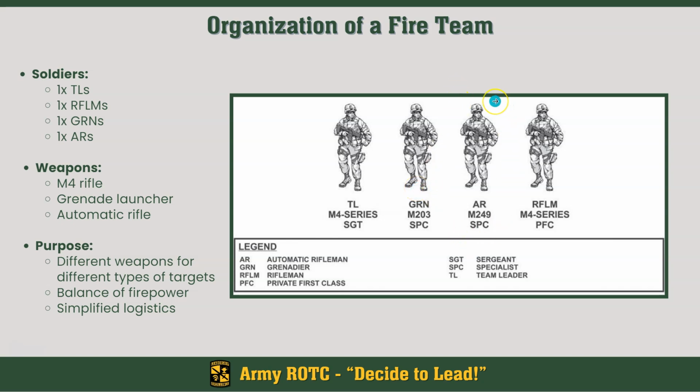And then your automatic rifleman is going to have the same ammo type as the two on the two ends, but it's going to move at a far faster pace. So they would be utilized for other types of targets. So different weapons, different targets. We have a balance of firepower, right? We've got pretty slow, low rifles here, but then we've got our big gun here. And then simplified logistics just means coming down to a team level. We know that every single team, ideally, will have the same firepower, same capabilities, same weapons.